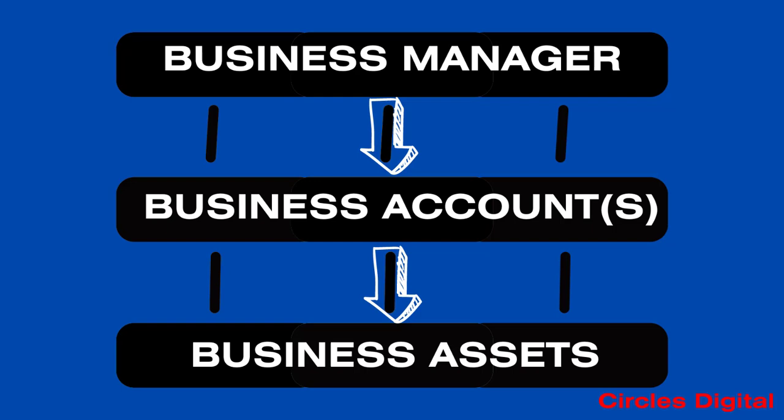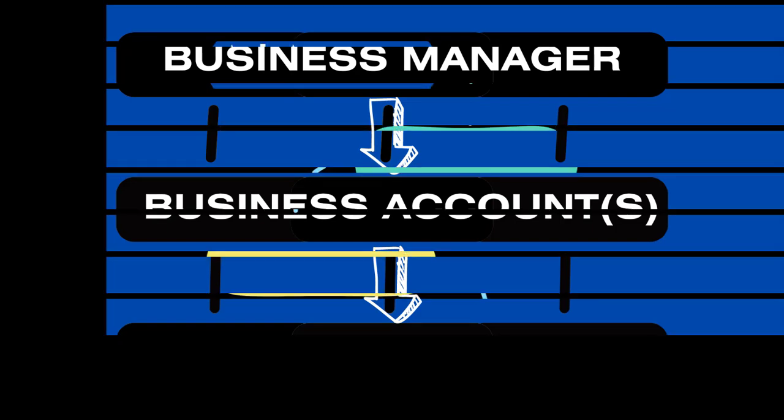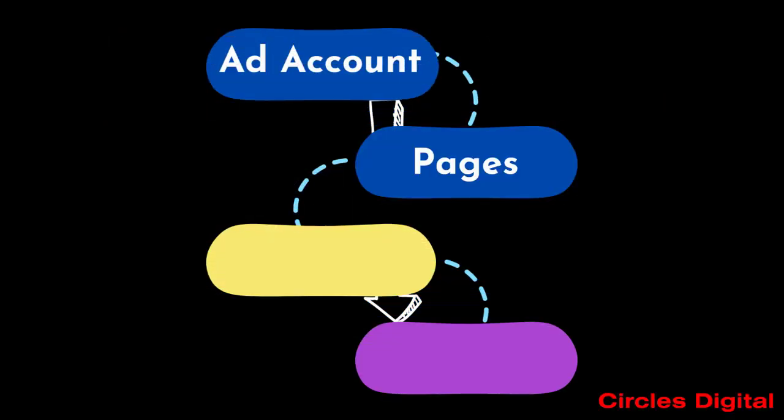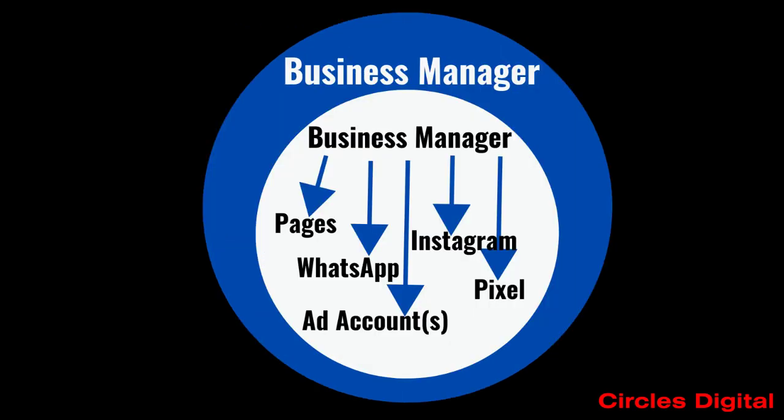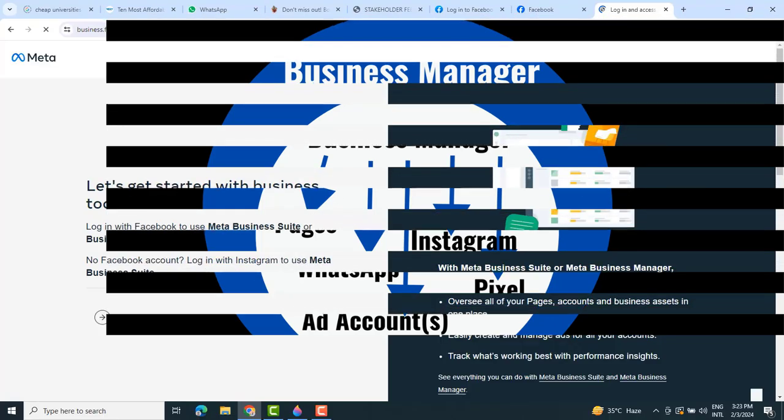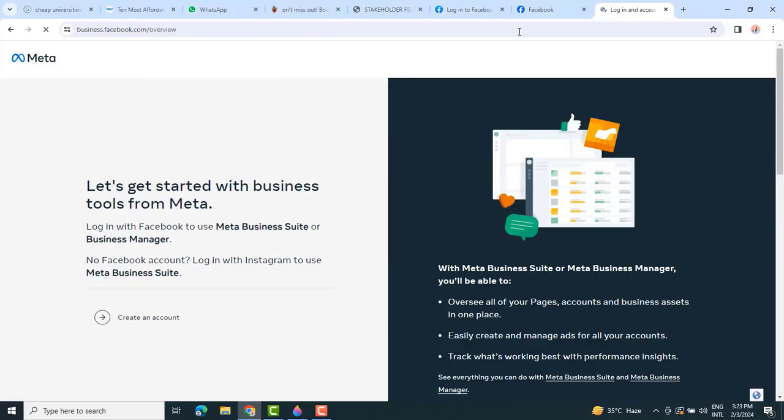Your business manager is like the main building that houses everything about your Facebook business. Your assets are things like your ad accounts, your Facebook pages, your pixels, your connected WhatsApp and Instagram accounts. Everything is found inside your business account, which is housed within the business manager. So let's go ahead and create our business manager, which automatically comes with our first business account.